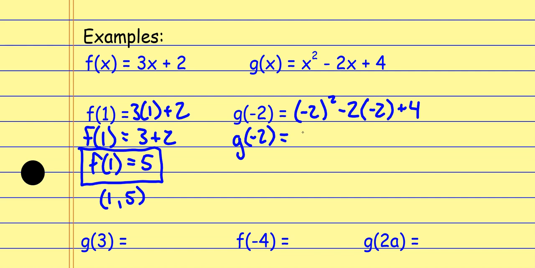And always use parentheses when you plug things in. This is a positive 4, plus 4, plus 4. That's a lot of force. So I get a 12. And notice, input, output, I can see the ordered pair, negative 2, 12.